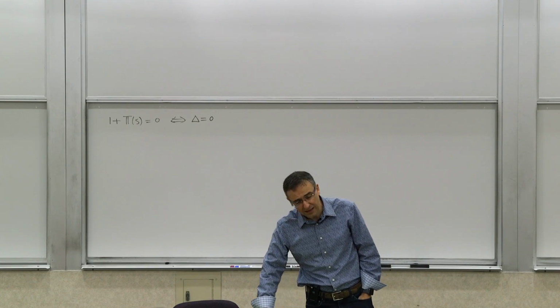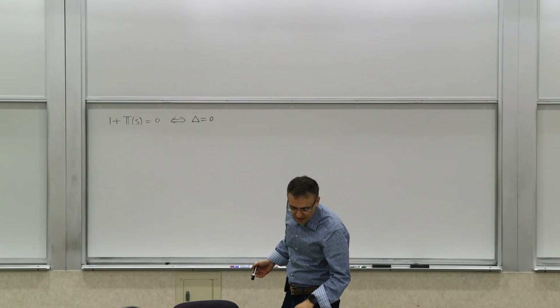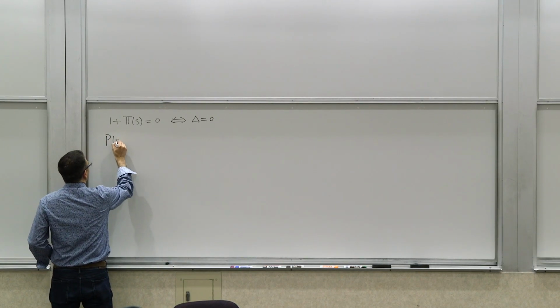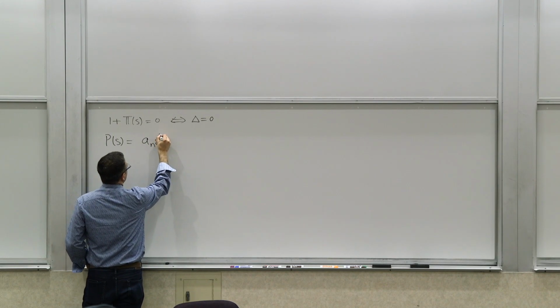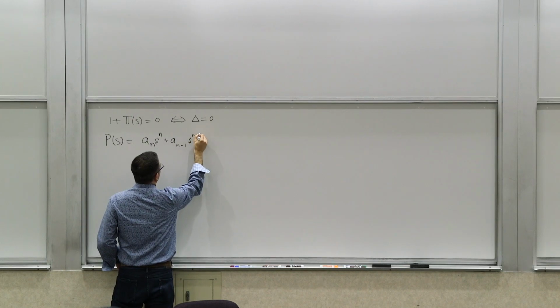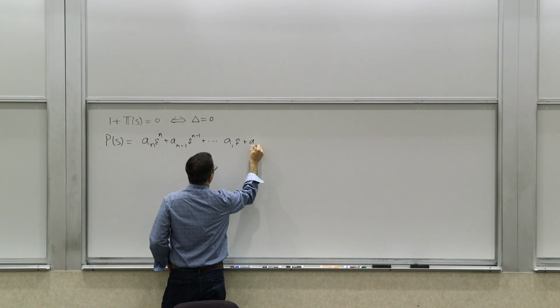So there's an old mathematical method, and most of you are probably familiar with it. The question is that if you have a polynomial in S, which is of the form a_n s to the n plus a_(n-1) s to the n minus 1, all the way to a_1 s plus a_0.